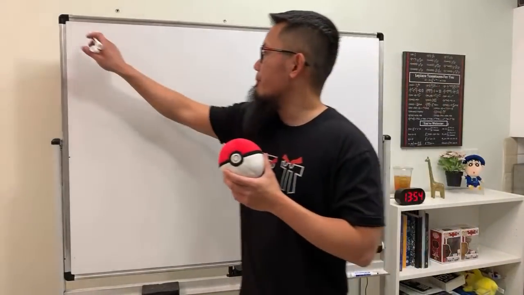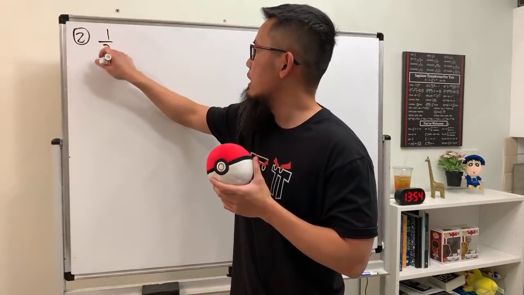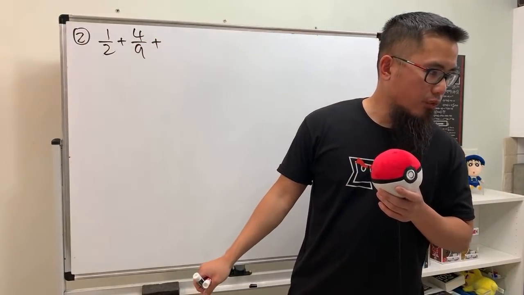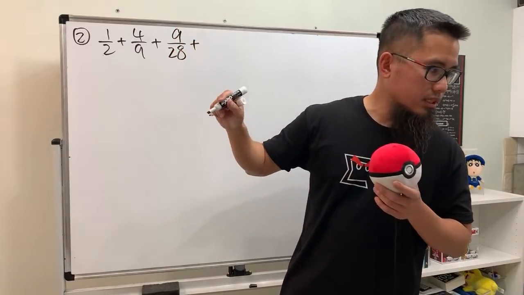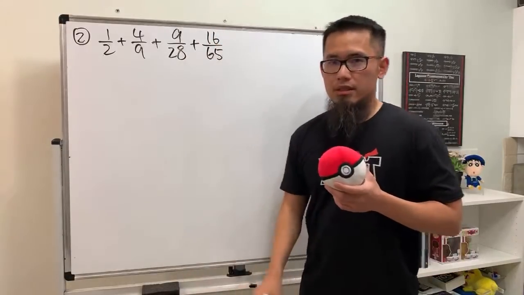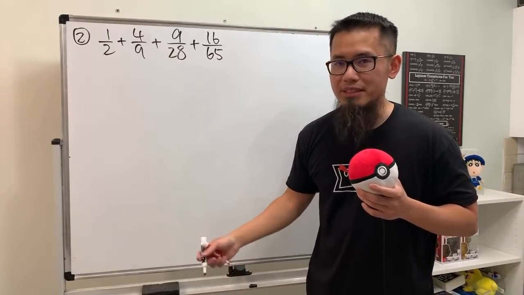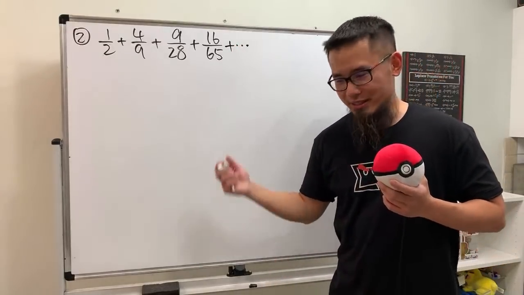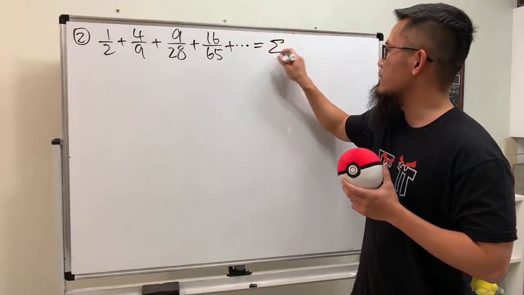All right, number 2. So for number 2, we have 1 over 2 plus 4 over 9 plus 9 over 28 plus the last one, 16 over 65. You know what? If I just stop right here, this is not calculus. This is just fractions, basic math. But the moment that we put down plus dot, dot, dot, then congratulations, we are in calculus too. Anyway though, let's go ahead and write this down as an infinite series.